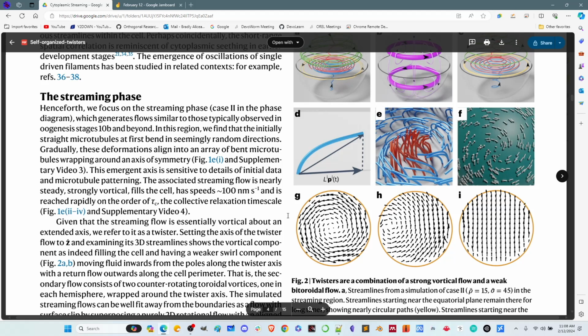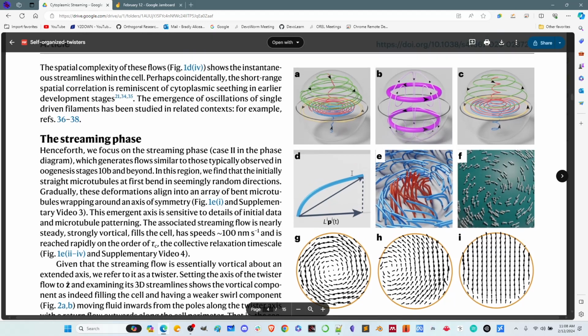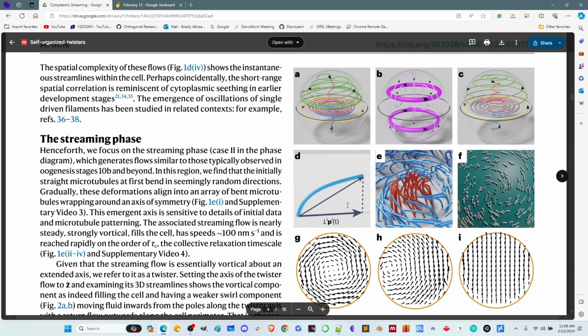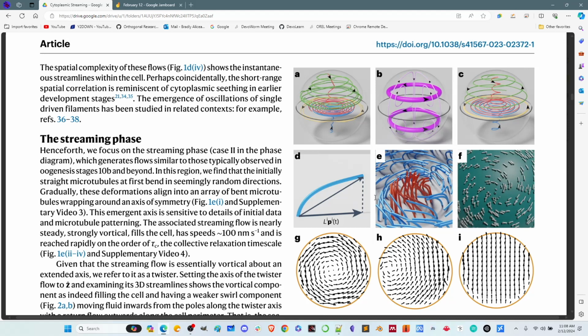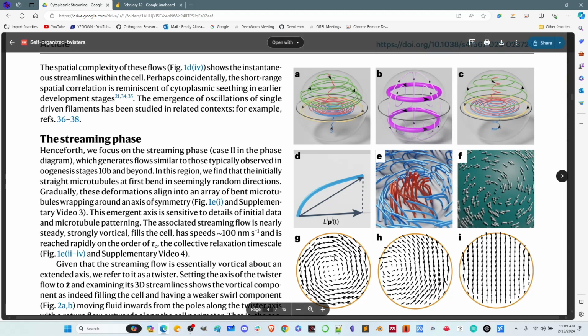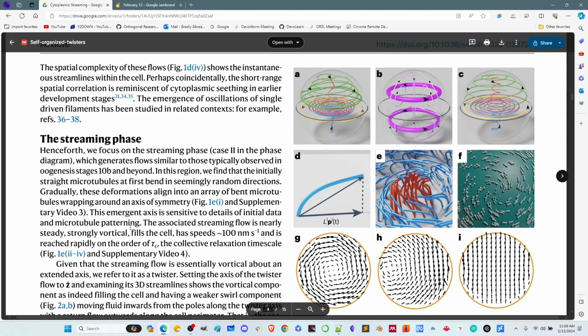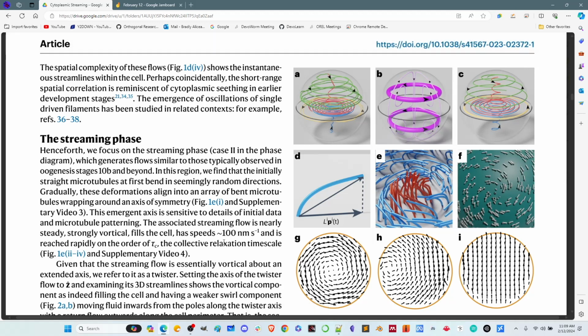So you can see how this model begins. You have this bending in different directions like this, and then you have this coordinated streaming, which is enabled by coordinated bending, and you end up with this vortex that's global. This emergent axis is sensitive to details of initial data and microtubule patterning. The associated streaming flow is nearly steady, strongly vortical, fills the cell, and has speeds around 100 nanometers per second.